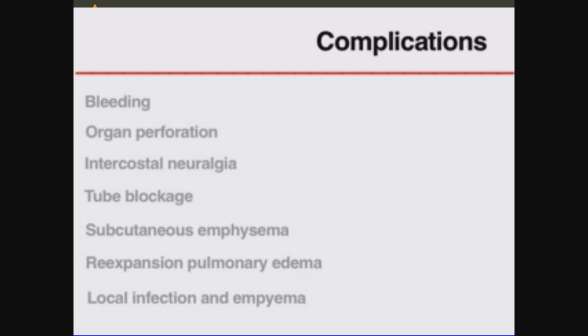There are complications associated with the insertion of the chest tube. These include bleeding and hemothorax, traumatic perforation of the lungs, heart chambers, diaphragm, or intra-abdominal organs, intercostal neuralgia due to trauma of the intercostal neurovascular bundle, intermittent blocking of the tube with clot or debris, subcutaneous emphysema, re-expansion pulmonary edema due to more than 1 to 1.5 liters of fluid drainage in less than 30 minutes, infection of the drain site, and empyema.